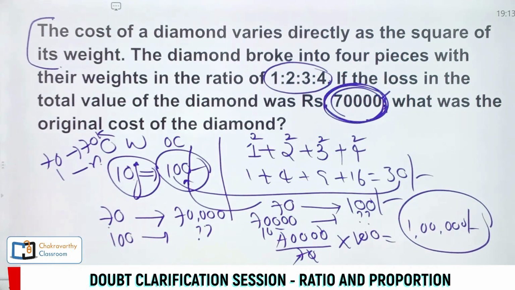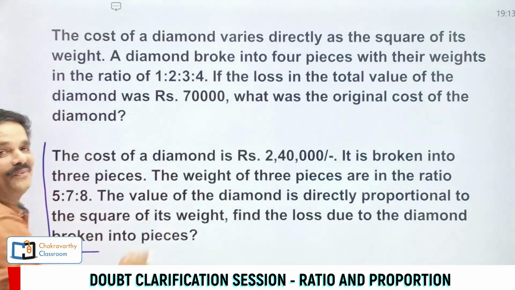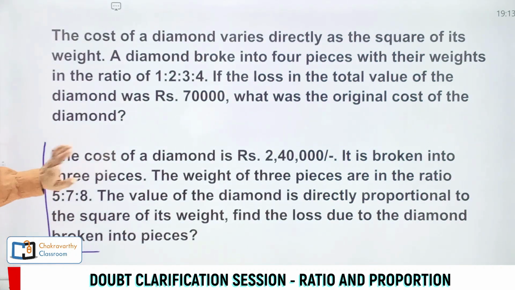Okay, they have not given the next problem here. Let's go back. Now you do this question, second question. I think this space is enough for you to go for that. Okay, now what's the question? The cost of a diamond is 2,40,000. It is broken into 3 pieces.